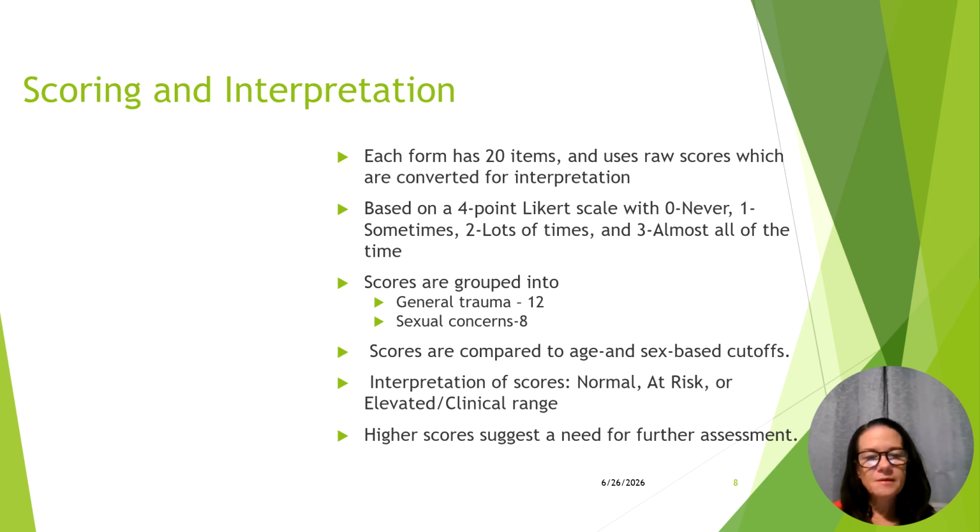The scoring seems to be straightforward, and each form has 20 items that can score up to 36. The scores are based on a 4-point Likert scale using never, sometimes, lots of times, and almost all of the time. The scores are grouped into general trauma and sexual trauma. Raw scores are then converted into T-scores and percentiles, and the results are then compared to age and sex-based cutoff scores. The interpretation of scores is either normal, at risk, or elevated/clinical.